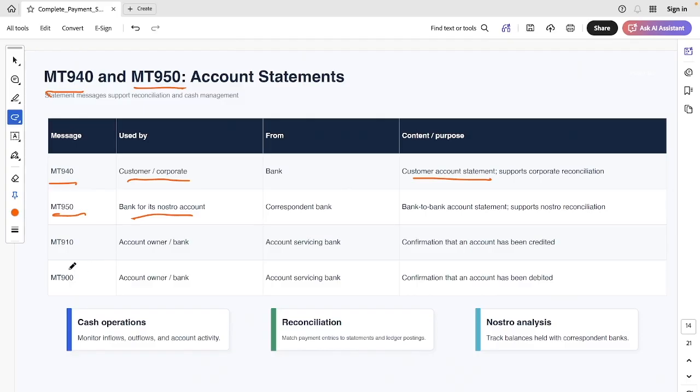Then we have MT910. This basically confirms that an account has been credited, and MT900 basically confirms that an account has been debited. These messages are very important for your cash management, reconciliation, and Nostro analysis.